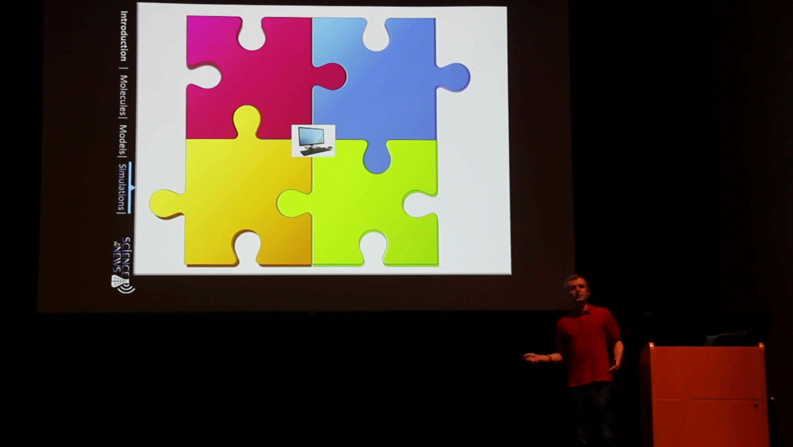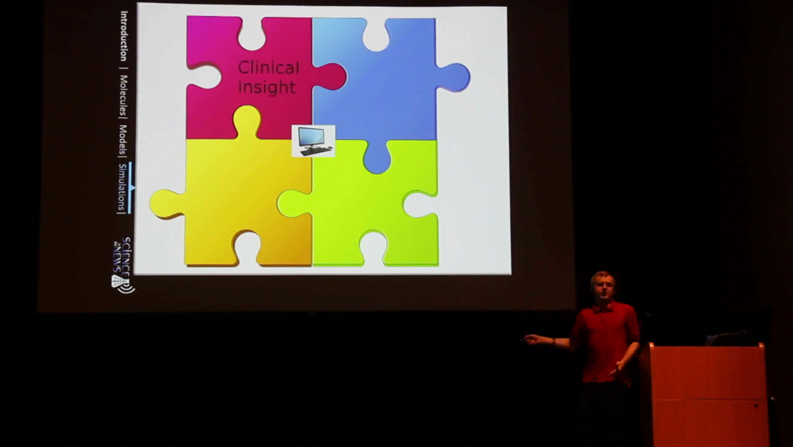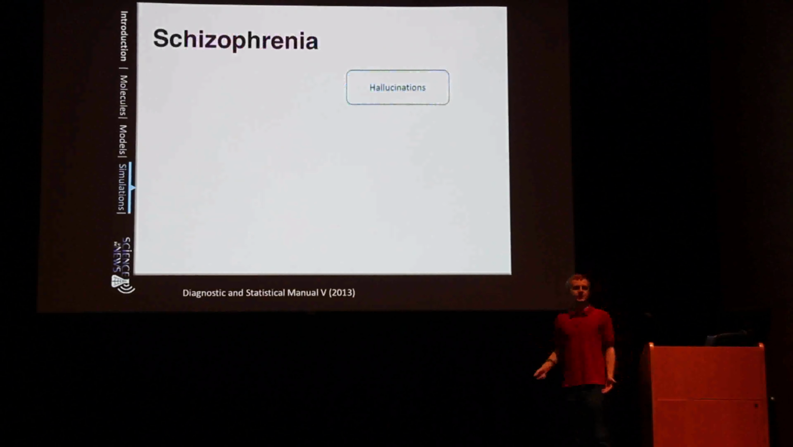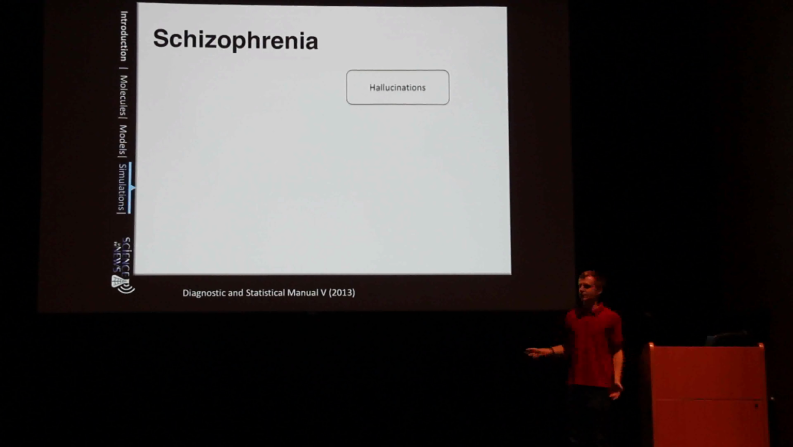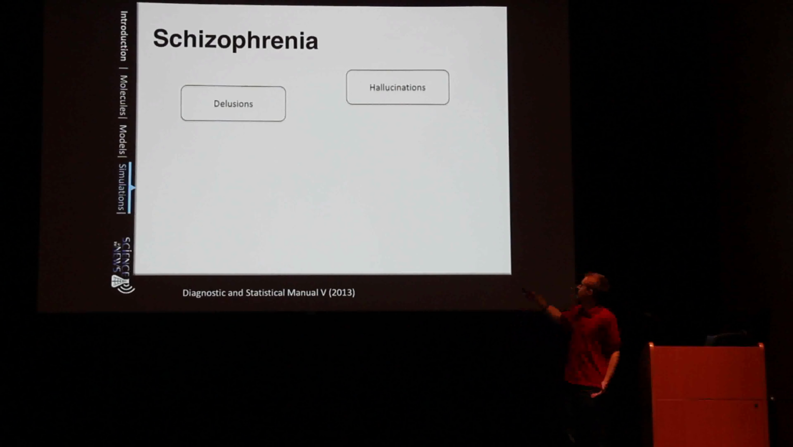So, computer models consist of primarily 4 different parts. Our first part is about the clinical disease that we're studying. So, as an example, I'm going to lead you through how we might study schizophrenia. So, you probably know something about schizophrenia. The most common thing that people associate with schizophrenia are hallucinations. But there are other things associated with it as well, such as delusions, which are when people can't tell sort of what is real and what is not real.